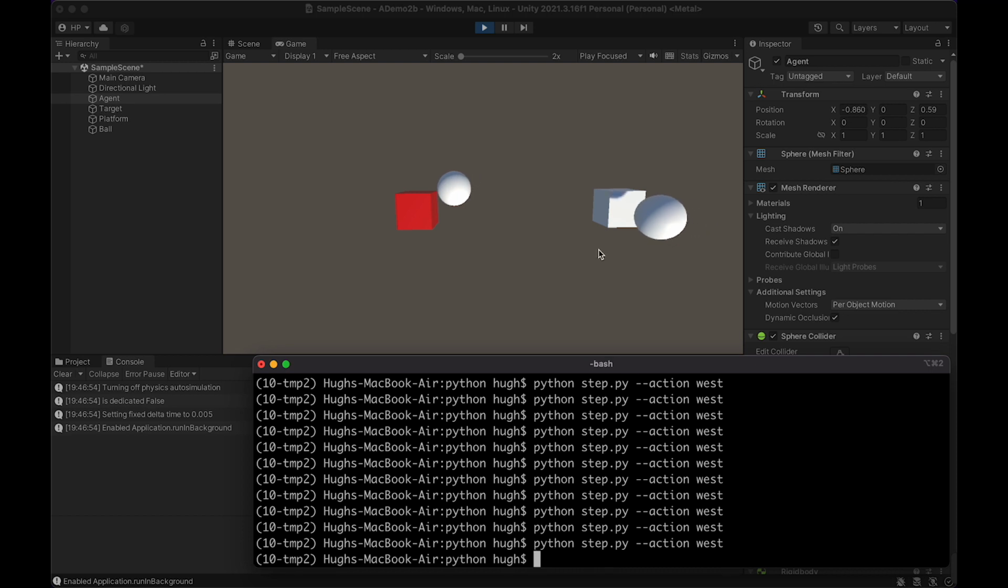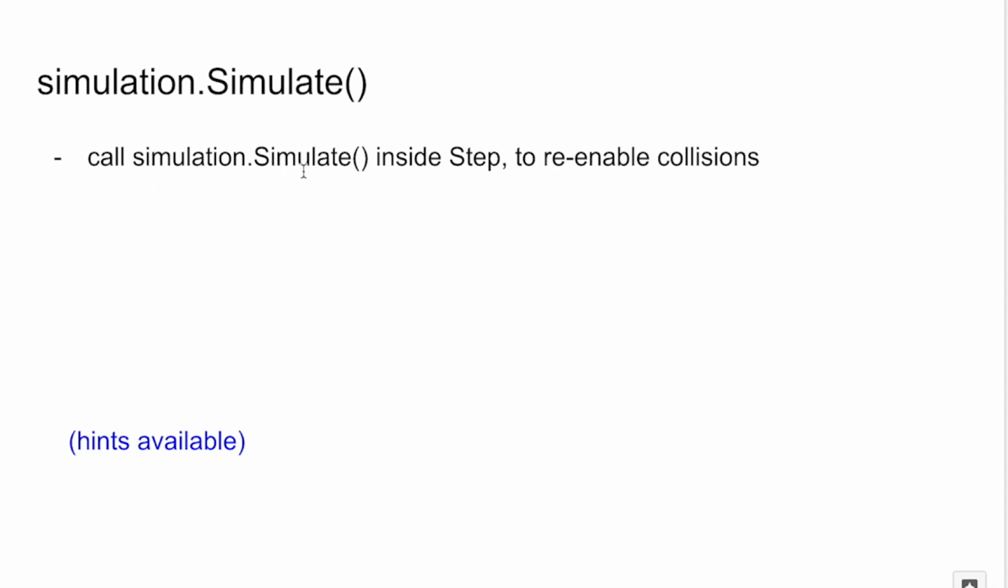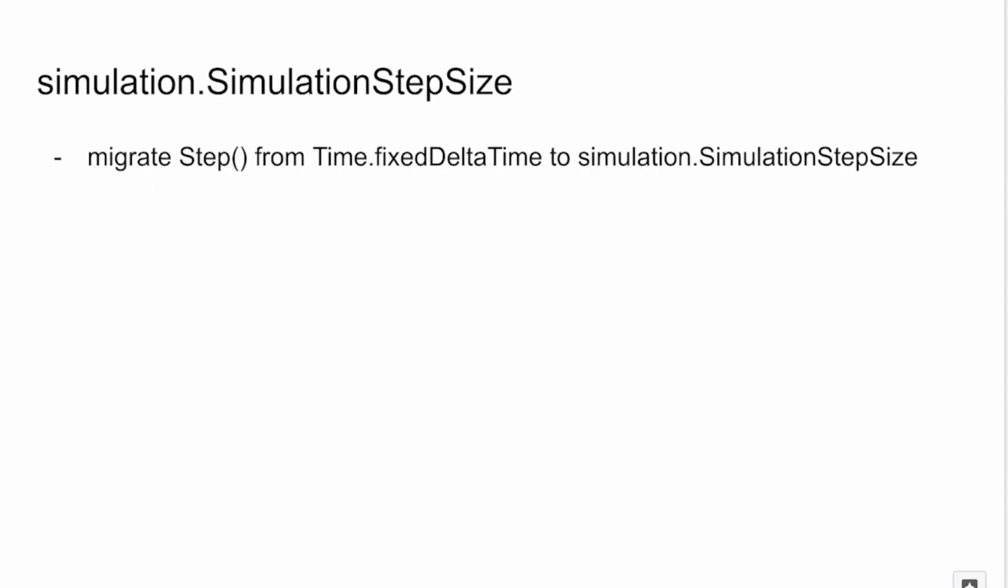And meanwhile, when the agent hits the target, we should get a collision now. All right, we get that collision. So we've fixed physics. Now physics is frozen except when we call step, and then we unfreeze it briefly. Cool. So we called simulation.Simulate inside the step to re-enable the collision. All right, so now let's look at the next task.